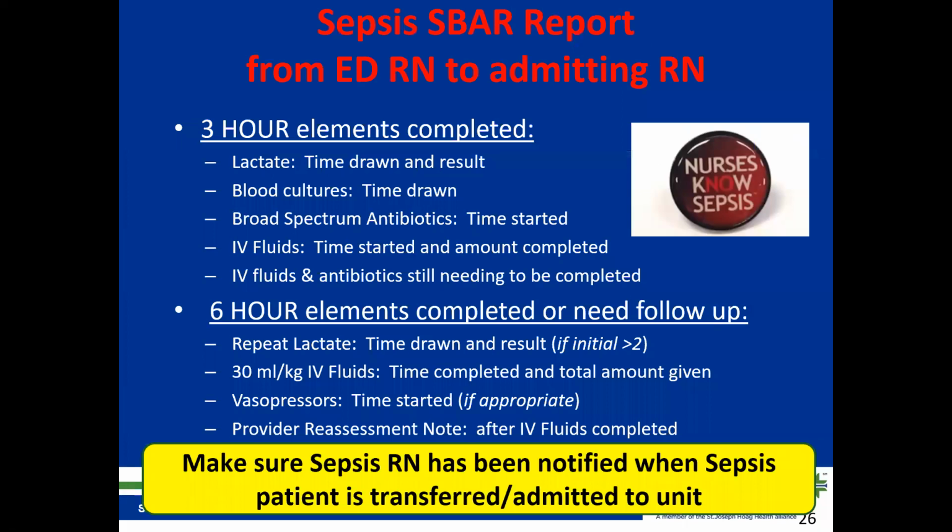Next slide, please. So one of our other tools that is utilized is the sepsis SBAR report from our ER nurse to the admitting nurses, letting them know what the 3-hour elements completed for the patient are, what's been done, if there's anything outstanding that still needs to be continued over, if there are 6-hour elements that needed to be completed or needed follow-up. And then also making sure that our sepsis nurses have been notified for this patient, and especially if they're being admitted to a unit outside of critical care, making sure that they're still in the loop for the care of that patient.